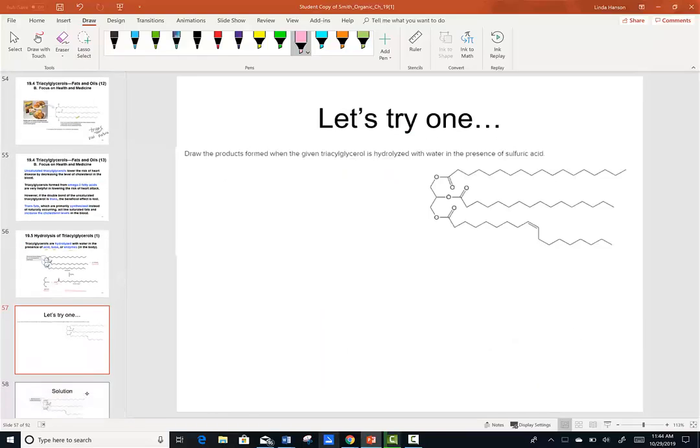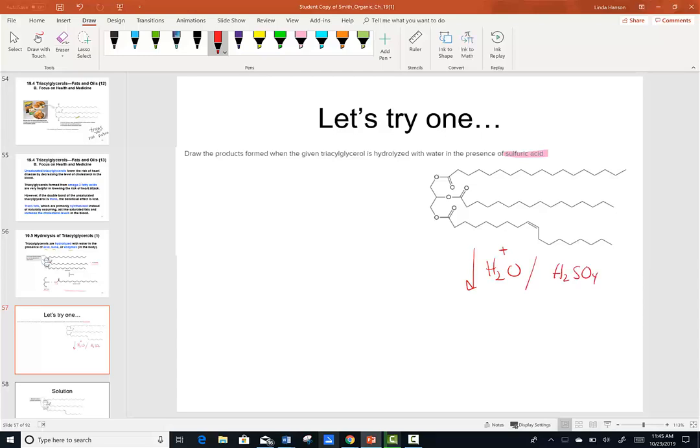So when I look at this particular structure, we're just asked to draw the products when this triacylglycerol is hydrolyzed with water. And it's done so in the presence of sulfuric acid. So adding water across the double bond, so you'll see plus water, in the presence of an acid catalyst.